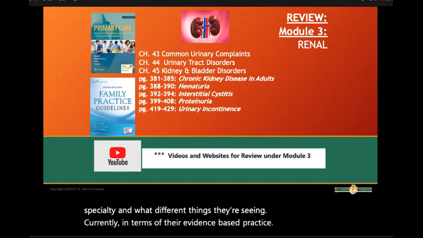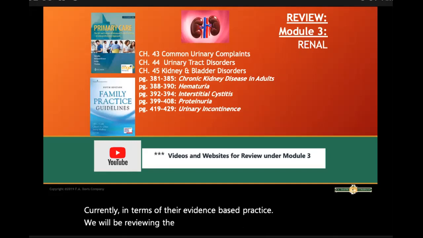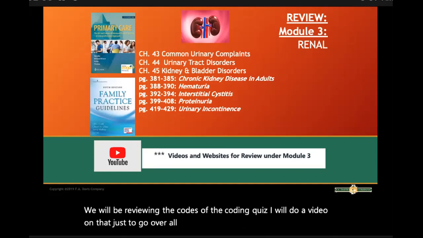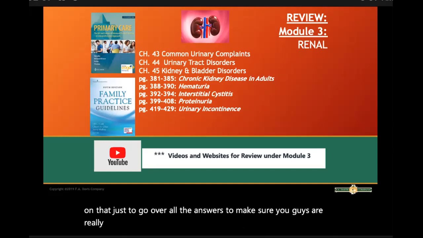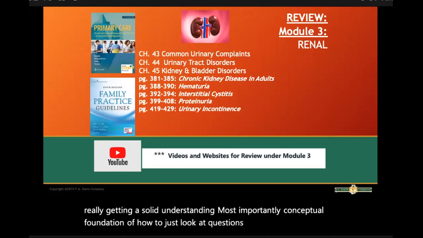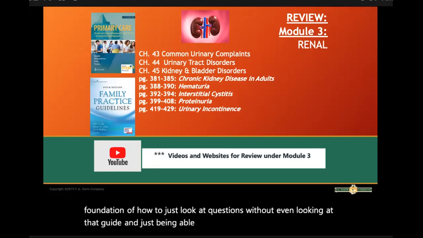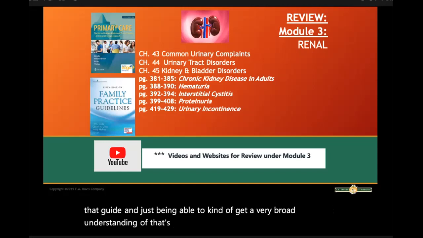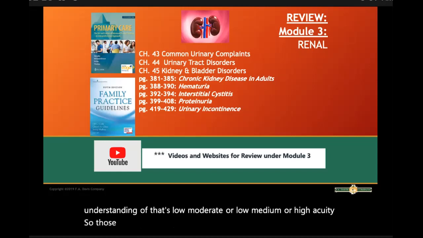We will be reviewing the codes of the coding quiz. I will do a video on that to go over all the answers to make sure you're really getting a solid understanding, most importantly a conceptual foundation of how to look at questions without even looking at that guide and get a broad understanding of whether it's low, moderate, or high acuity. So those are the kinds of things we're going to be talking about.